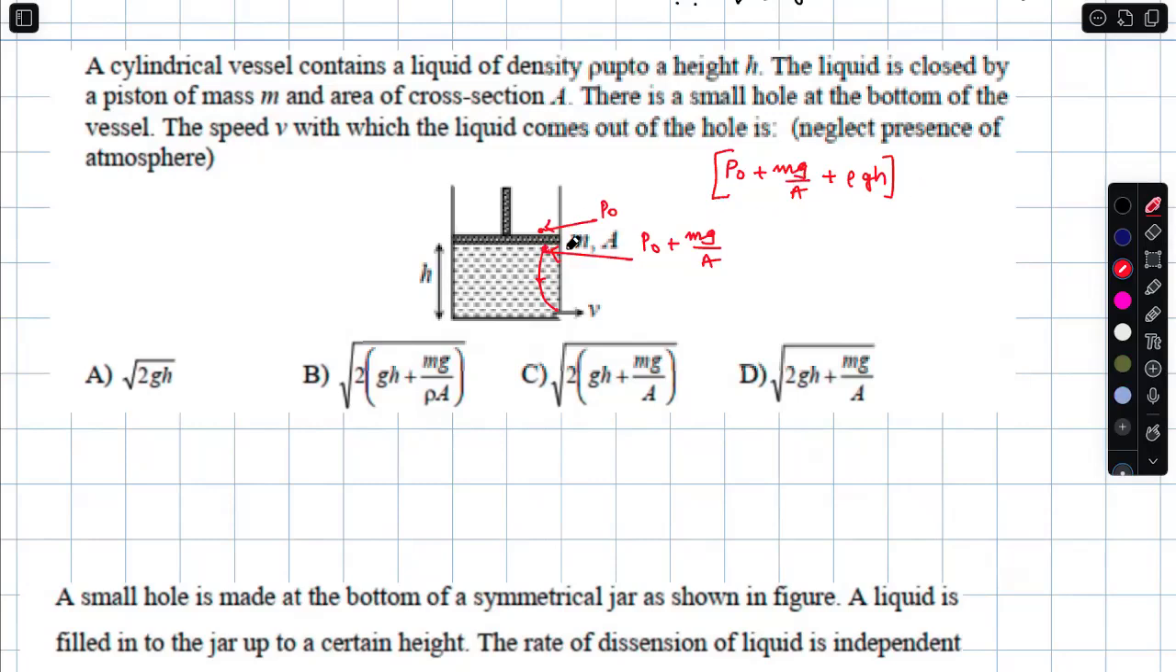This is at this point. The moment when it comes out, you will have P naught plus half rho V square. So cancel P naught. You will get the expression for V as under root 2mg by rho A plus 2gh. B is the answer. Boys and girls, do you have any doubt on this? Clear? So what principle have I applied here? Bernoulli's equation.